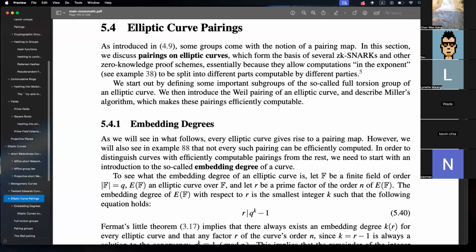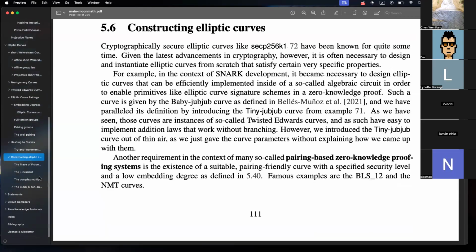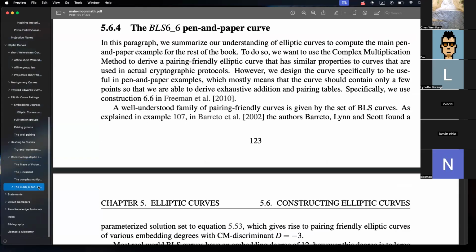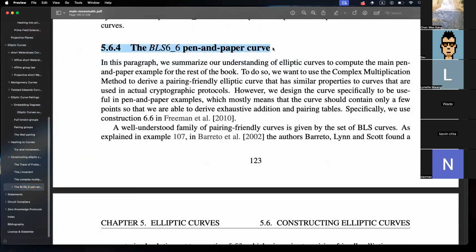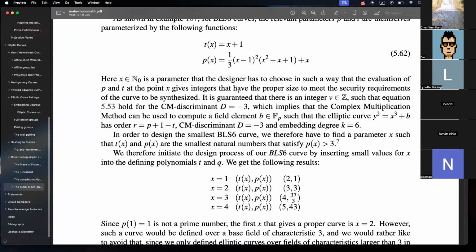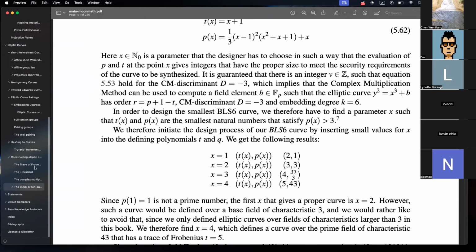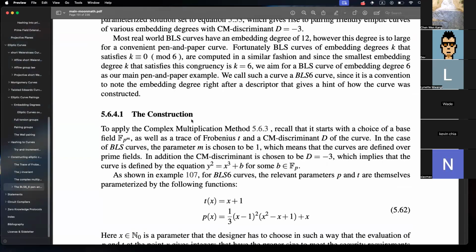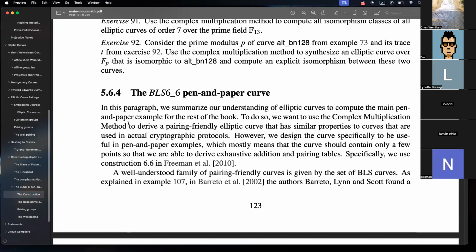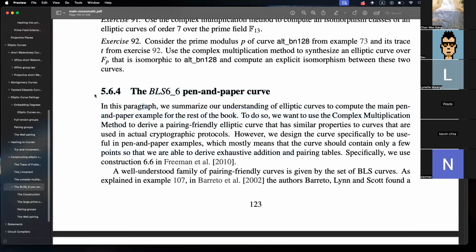Okay, any more questions? So there's also this BLS 66 pen and paper curve where you can try to calculate. They actually walk you through the entire calculation using the complex multiplication method to basically create a curve, right? I haven't gone through this yet. So if you have and you want to share, please pick up, or else we will try to go through this together next week.